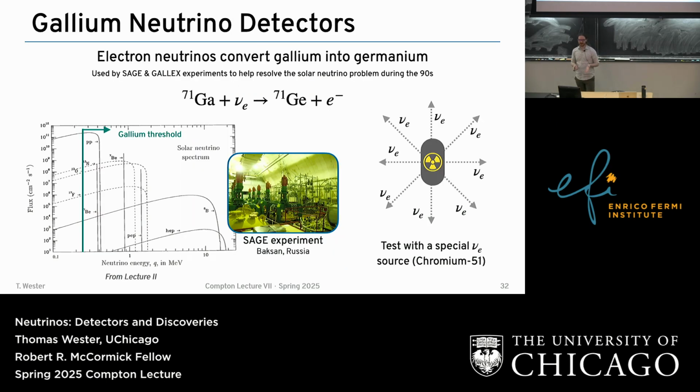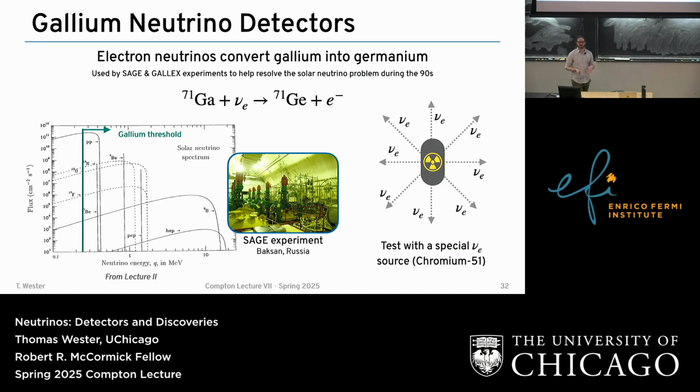Okay, next I'm going to talk about gallium, which is another kind of experiment you can do. So gallium is a radiochemical experiment where you have a big tank of gallium, and what's interesting about gallium is that when it's exposed to electron neutrinos, it converts into germanium. And you can actually count that germanium over time. So this was used to really great effect in the 90s. There was a couple experiments called SAGE and GALLEX, and they were looking at neutrinos from the sun. And the neutrinos from the sun are all these electron neutrino typed, and so they could make very precise measurements of the flux of neutrinos coming from the sun using this technique.